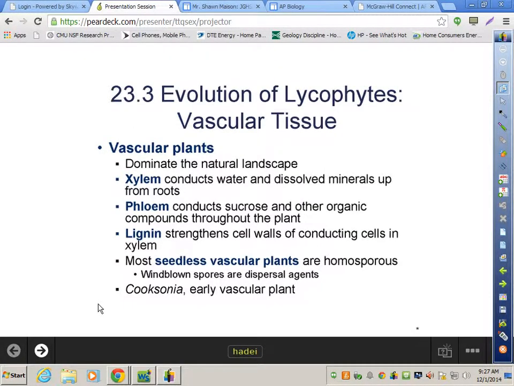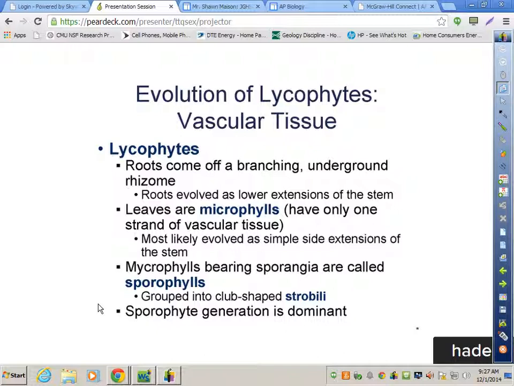So looking further at lycophytes, the roots come off of branching sections and are underground rhizomes. What I was trying to draw was those branching structures with rhizomes at the bottom. But the roots evolved as lower extensions of the stem. So the roots sort of developed from the stem, which a lot of times we think of roots as being the beginning, right? Not really. They're an outshoot of the beginning of the plant.